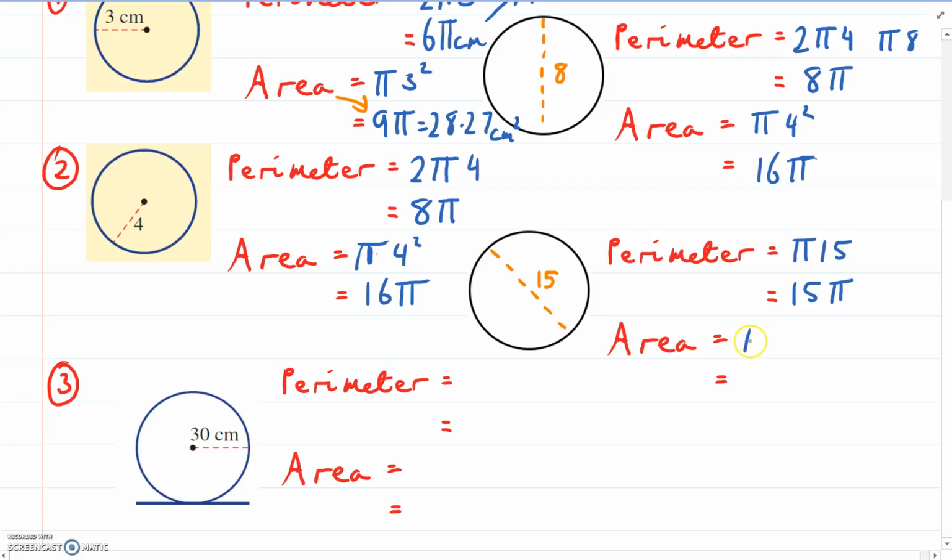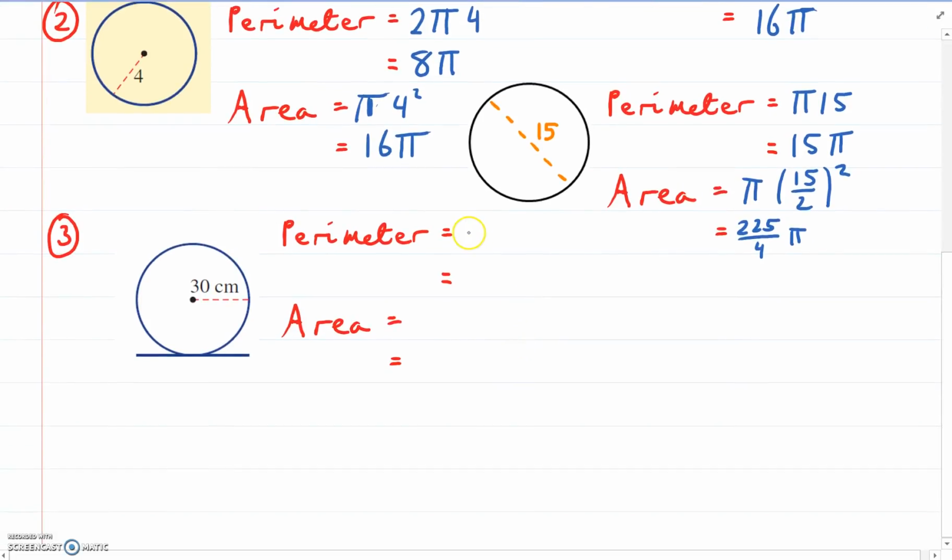This one's a little bit trickier. This is pi 15 over 2 squared. This is going to get a little bit confusing. So that is the same as pi times 15 squared over 2 squared. So we could write this as 225 over 4 pi. Of course, you could find that as a decimal as well. Again, no units assigned, so we can just leave it as that answer.